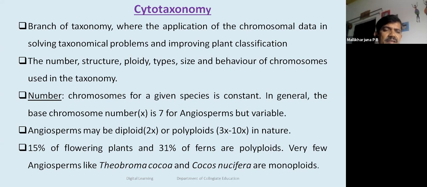Well, let us discuss. Generally, the wild plants are diploids. The cultivated and other plants are polyploids in nature. 15% of flowering plants are polyploids and 31% of ferns are polyploids. Very few angiosperms like Theobroma cacao and Cocos nucifera are monoploids.